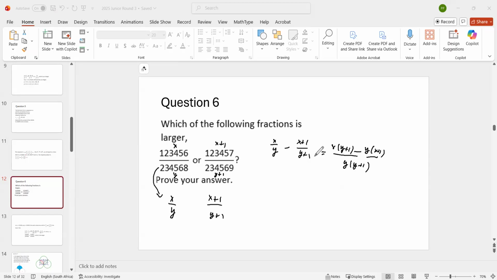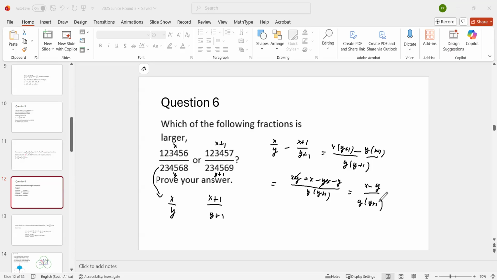Right? So the common denominator is y plus 1. It goes into this y times. You must multiply it by the numerator. And let's continue to simplify. You got xy plus x minus yx minus y over y into y plus 1. And xy minus yx disappear, and you got x minus y over y into y plus 1.